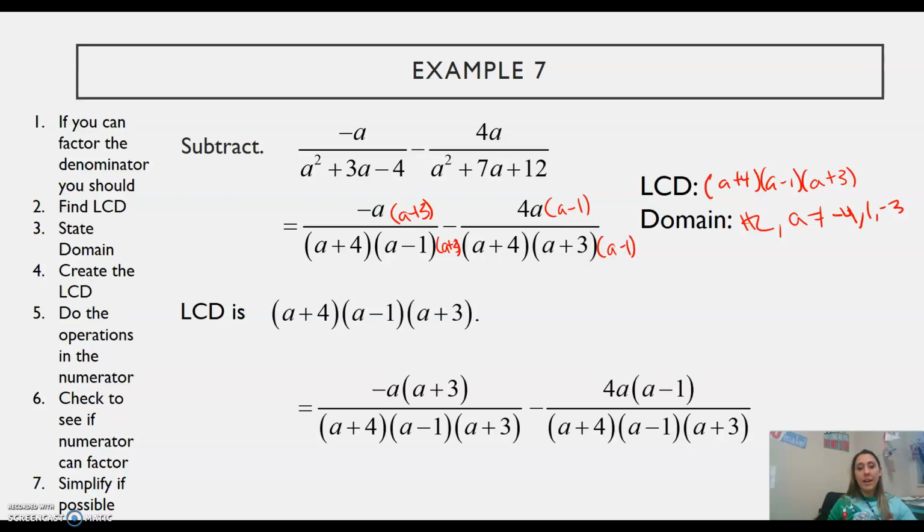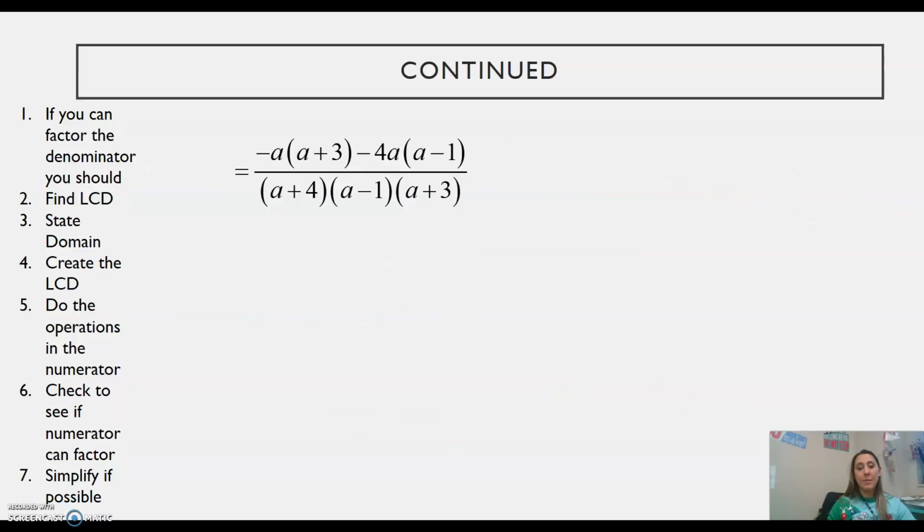So there it is all together. So now I have that. So now I'm going to create my one fraction. I'm going to move my minus sign to go with the negative, with the 4a, and I'm going to write it all over my common denominator. Now I only have one common denominator, so I can do some stuff with the numerator, because that's what it says. Do the operations in the numerator.